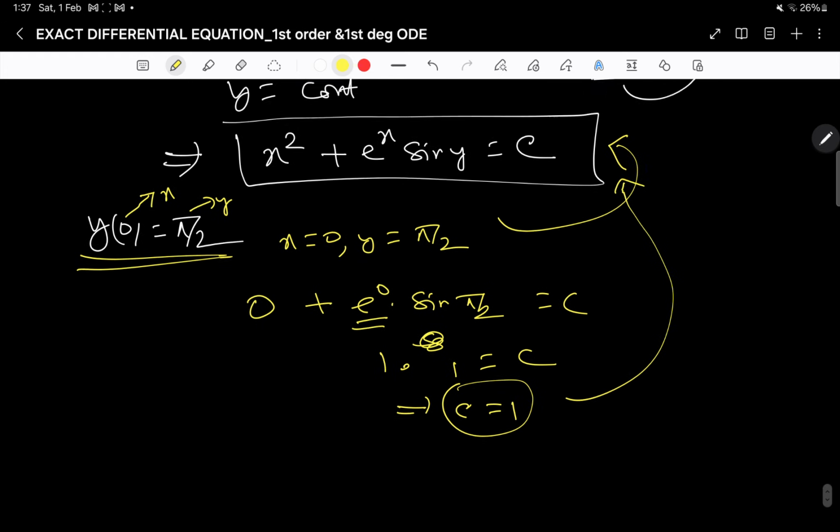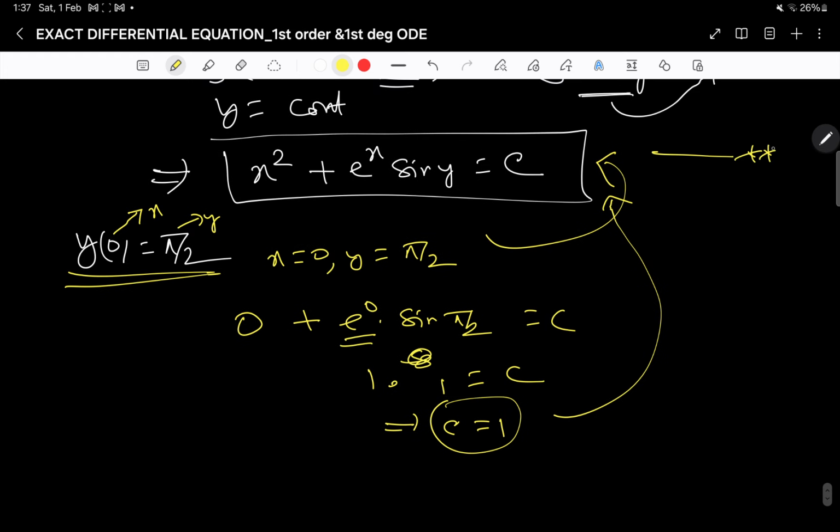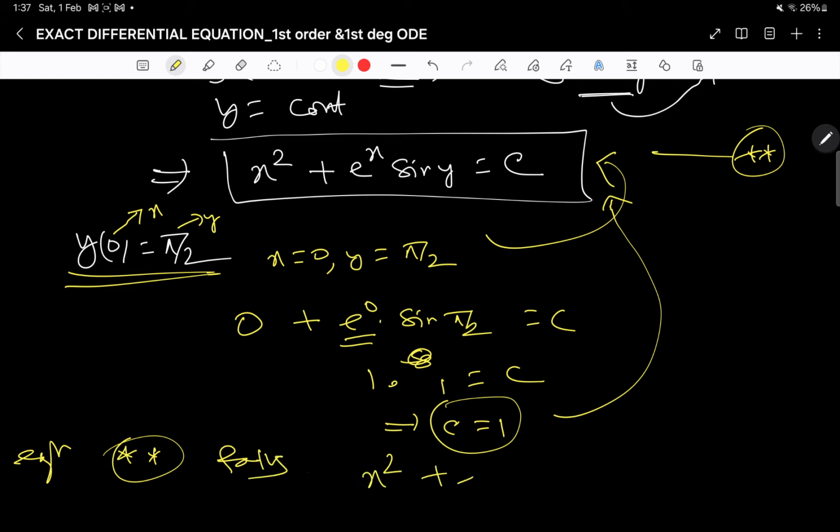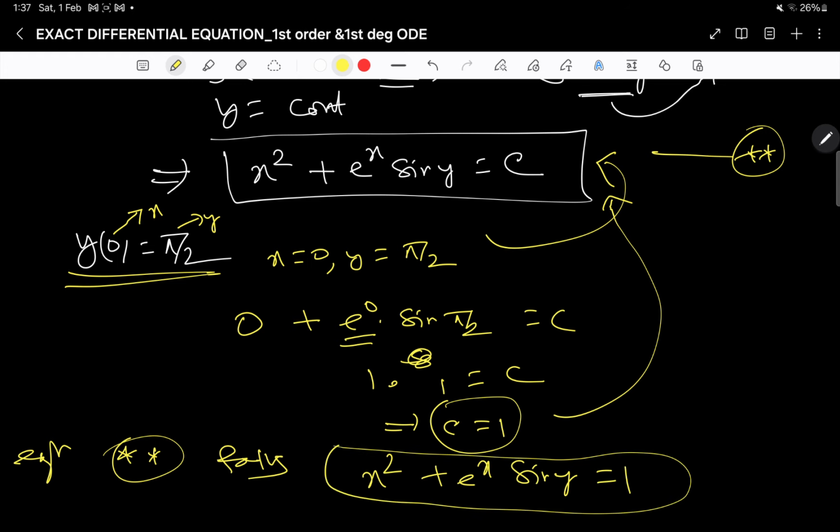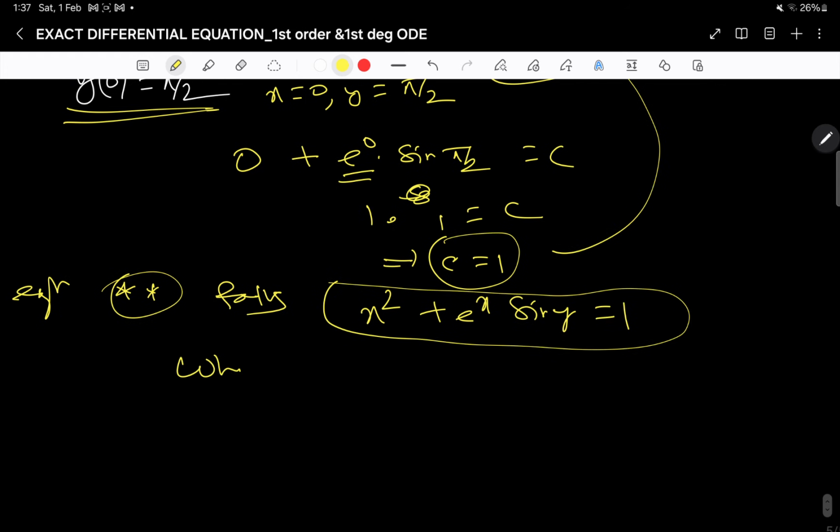So you substitute over here. Let it be double star. So equation double star follows: x² + e^x sin y is equal to 1, which is the desired particular solution. Okay, so let me write some assignment questions for you.